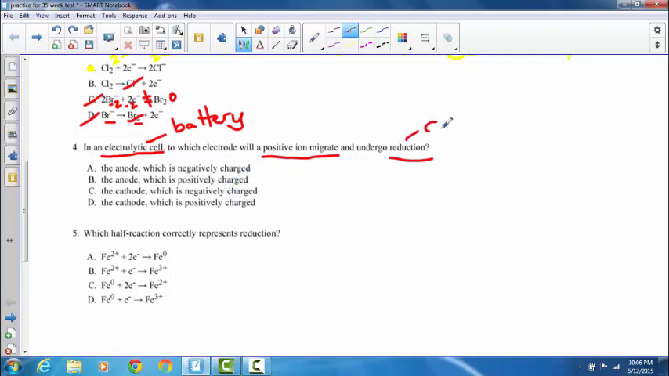First of all, reduction always happens at the cathode. Regardless of the type of electrochemical cell, the cathode is always the site of reduction. Another little trick here, they've told us that the positive ion is going to migrate towards it. A positive is going to be attracted to a negative, and that tells us both parts of this answer. We want the cathode, and we want the negative charge. And you might remember that a battery has reversed the charge and made it negative.